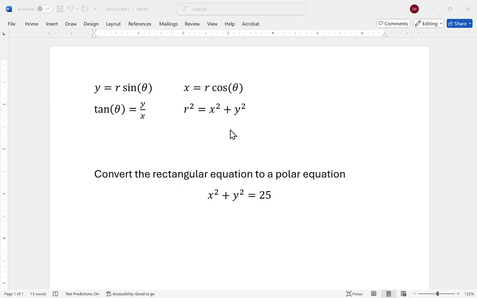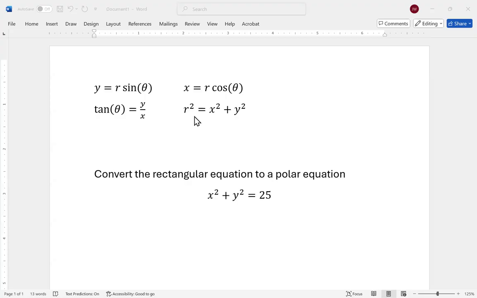Whenever we do this conversion or any conversion, we start by looking at our four conversion equations. Y equals r sine theta, x equals r cosine theta, tangent theta equals y over x, r squared equals x squared plus y squared. When I'm going from rectangular to polar, I can always replace every y I see with r sine theta, and I can always replace every x I see with r cosine theta, and then try to simplify as best as we can.